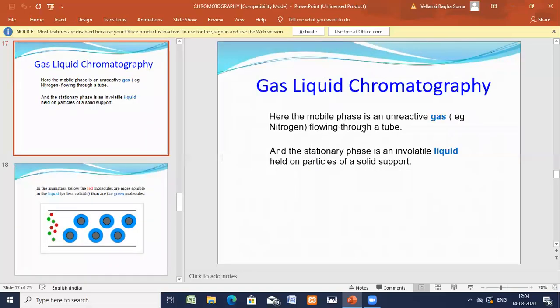Here the mobile phase is an unreactive gas. Generally you take nitrogen, which flows through the tube. And the stationary phase is an involatile liquid held on the particles of the solid support.